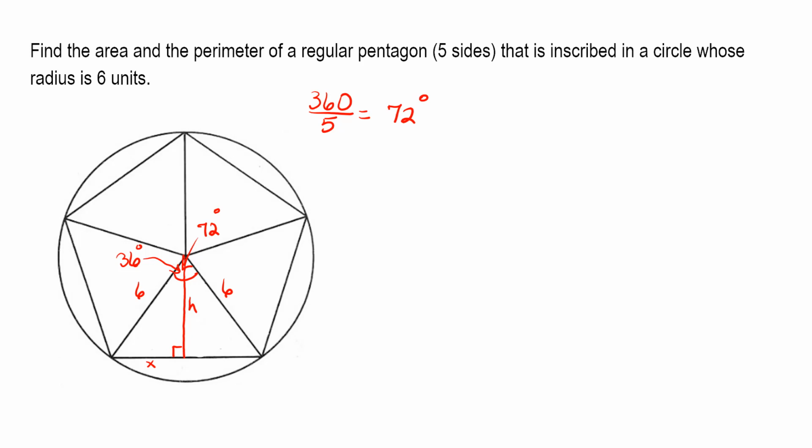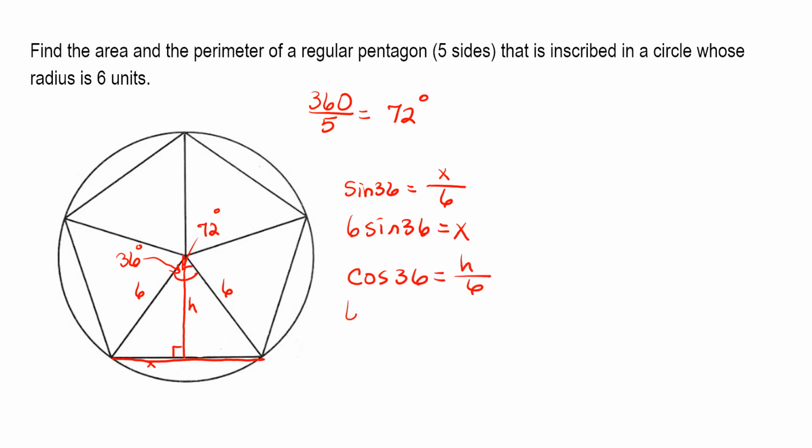So we're going to say that the sine of 36 is equal to opposite, which is that little half the base, over hypotenuse, which is 6. And so 6 sine 36 is equal to x. We can use cosine. So cosine 36 is going to equal h over 6. So 6 cosine 36 is going to be the height of the triangle.